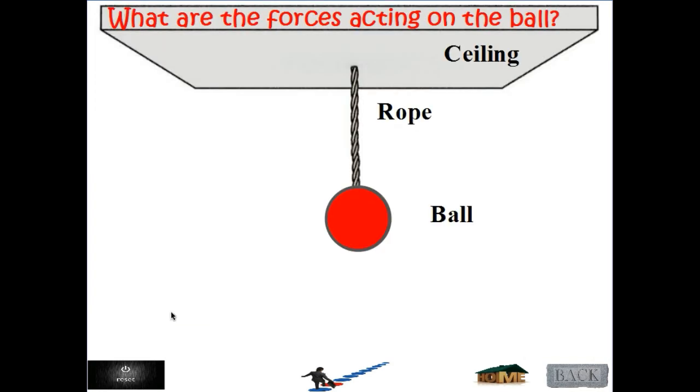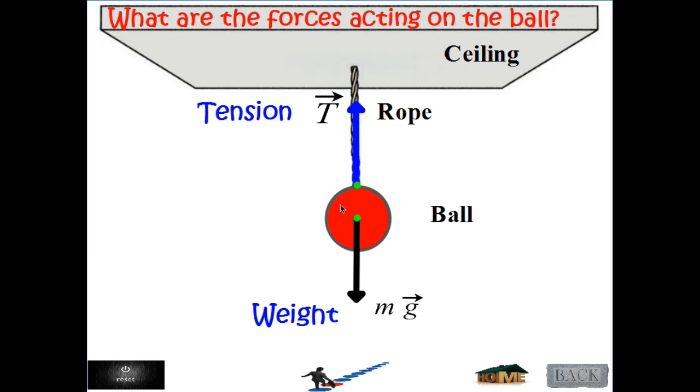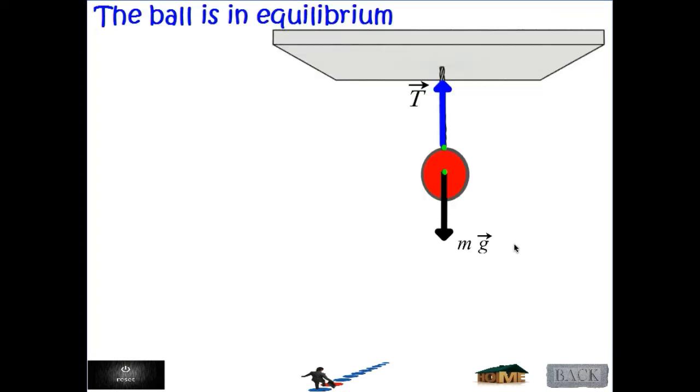This is another example. A ball is hanging by a rope from the ceiling. What are the forces acting on the ball? Again, the weight vertically downward, the mg. Second, the tension, and the point of application of the tension is the contact point between the rope and the ball. Again, the ball is at rest. Let us apply the condition of equilibrium.